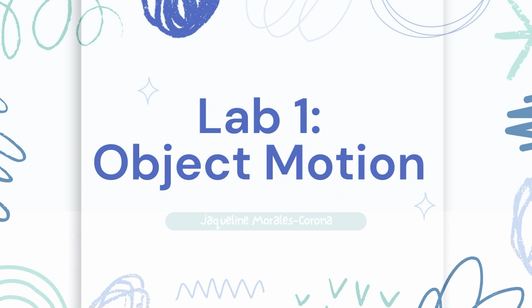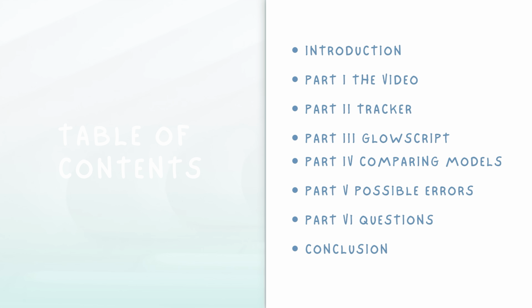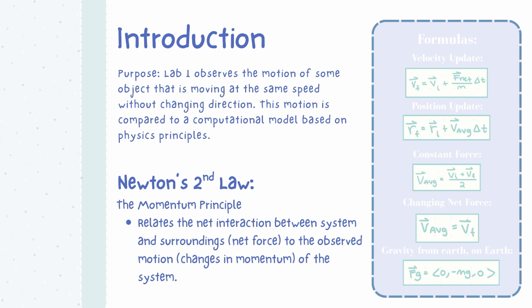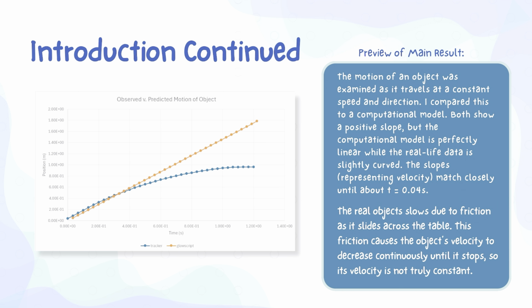This is my presentation for Lab 1 Object Motion. The goal of this lab was to observe the motion of an object moving at a constant speed and direction, and compare it to a computational model based on Newton's second law, also known as the momentum principle. We used the velocity update and position update formulas to predict the object's motion, and the formulas are shown on the right. Here is a preview of the main results.